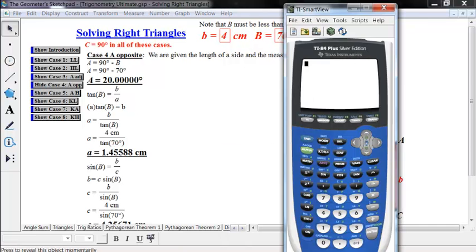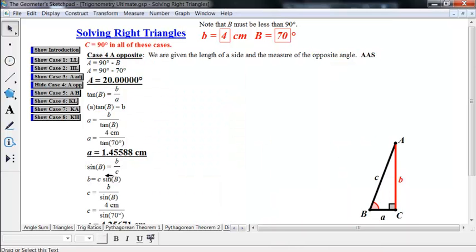Once again, I'm going to make sure my mode is in degree mode. Now I don't have to type the degree symbol. So that's 4 centimeters divided by the tangent of 70 degrees, and this will give me side A. Let me just store that as A in case I need that later. 1.45588 centimeters.